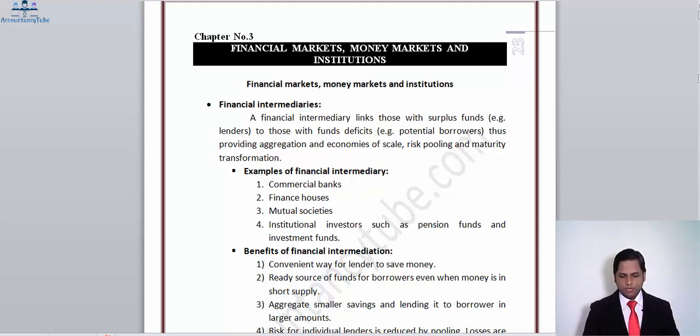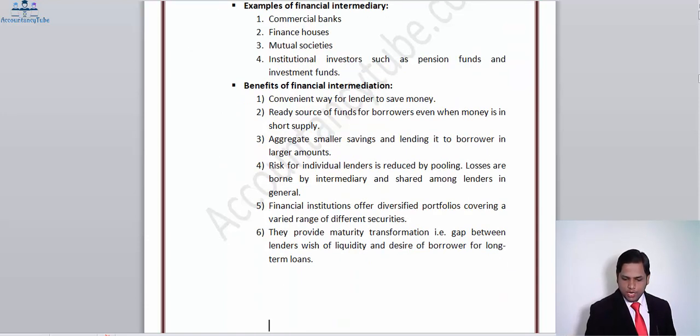Now we've got benefits of financial intermediation. Firstly, it offers a convenient way for lenders to save money. Then we have a ready source of funds to borrowers even when money is in short supply. Even when money is difficult to obtain from people, the bank will always have a large reserve to give loans to the businesses when they are needed.